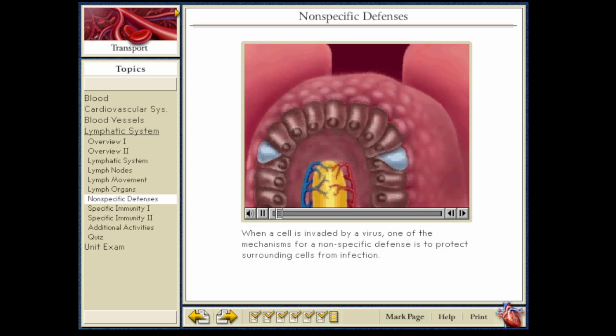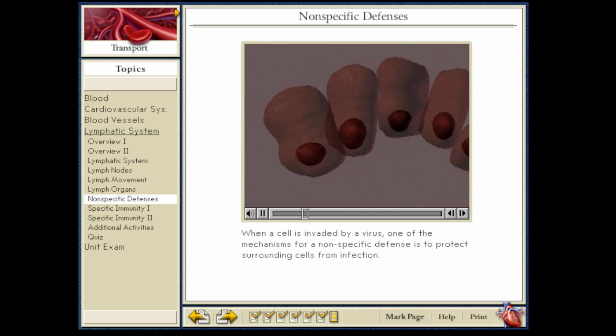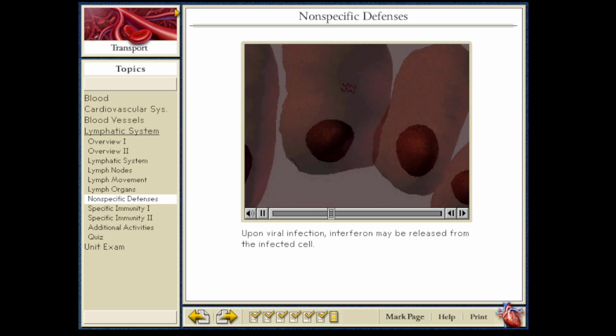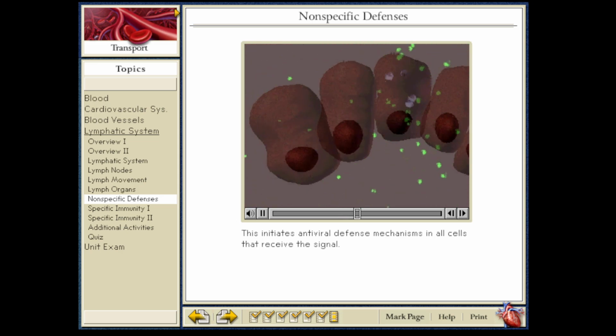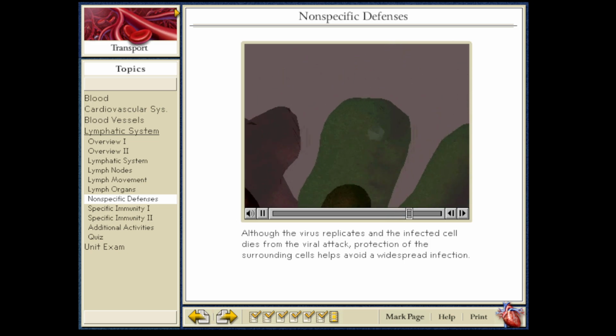When a cell is invaded by a virus, one of the mechanisms for a non-specific defense is to protect surrounding cells from infection. Upon viral infection, interferon may be released from the infected cell. This initiates antiviral defense mechanisms in all cells that receive the signal. Although the virus replicates and the infected cell dies from the viral attack, protection of the surrounding cells helps avoid a widespread infection.